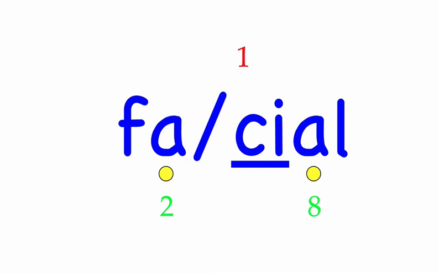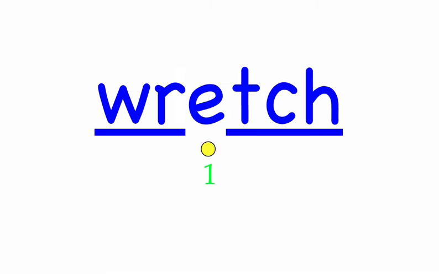Wretch. A wretch is an unfortunate or unhappy person. Wretch. 3 sounds, r, e, ch. Wretch. Mark the word, wretch.